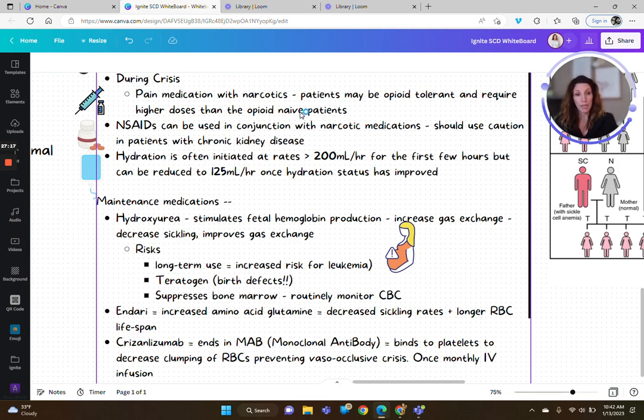So we need to keep in mind that if the patient is taking chronic opioids, they may have some opioid tolerance and they might require higher dosages of opioids. And then we talked about using NSAIDs in conjunction with narcotics or opioids, but caution in patients that have chronic kidney disease. Hydration. Initial rates are often greater than 200 milliliters an hour for the first few hours, but then can be reduced to 125 an hour once hydration status has improved. I don't think you need to memorize that. It's just an idea of how much fluid they're really going to be getting.